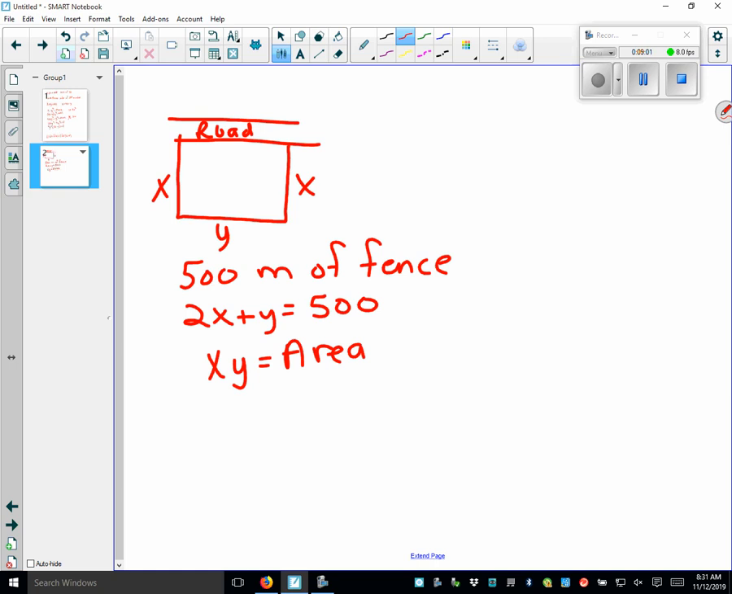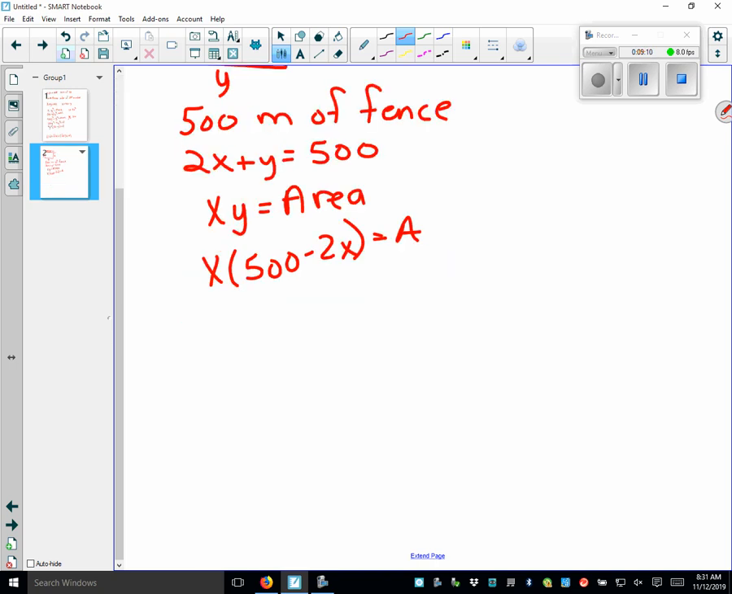So is x times 500 minus 2x equal to my area? How do I find the maximum? Every time, how do I find it? Derivative equal to 0. What would be the easiest way to find this derivative? Yes.